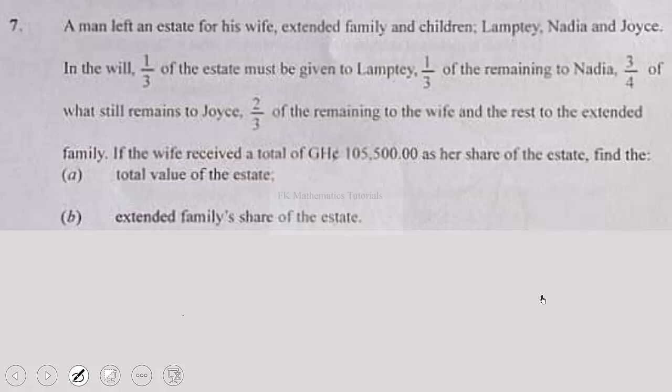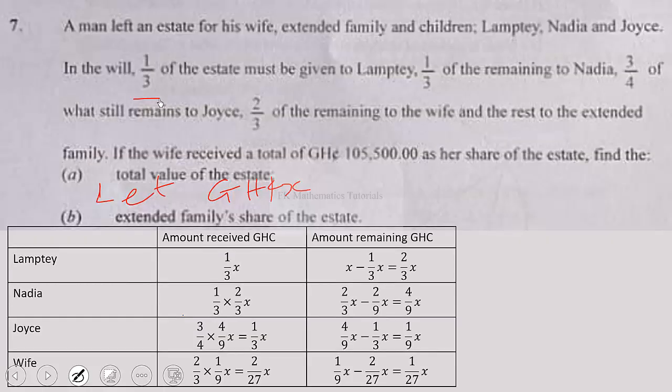The extended family share of the estate. So let the total value of the estate be Ghana cedis X. Then from the given information, 1/3 must be given to Lamte. So when we give 1/3 to Lamte, the amount that remains is X minus 1/3 of X, and that will give us 2/3 of X.